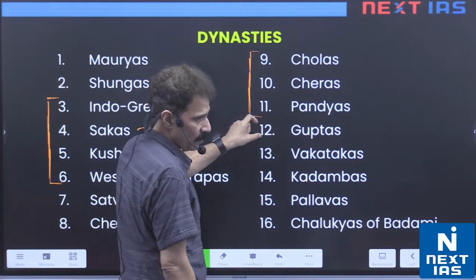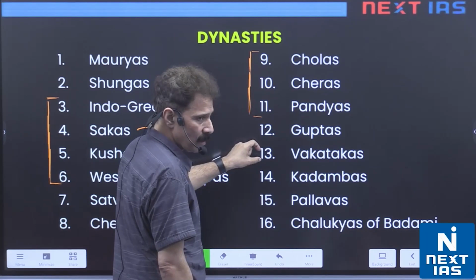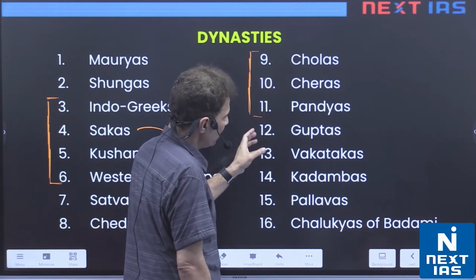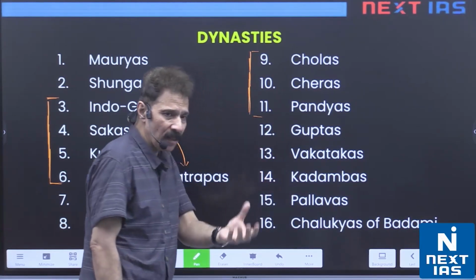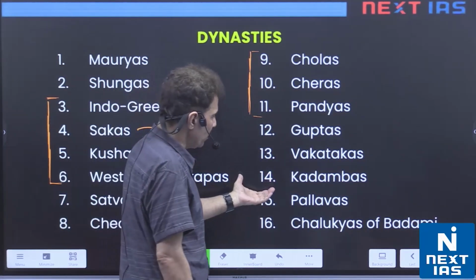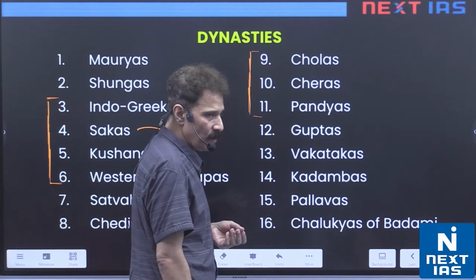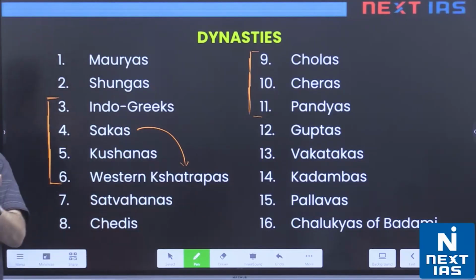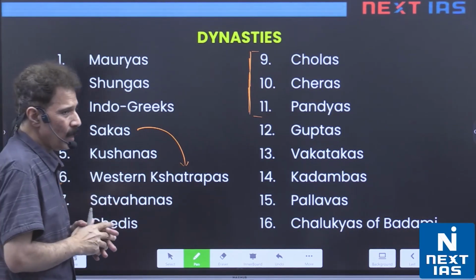Then Guptas, Vakatak. And Vakatak was a small ruling house in Maharashtra region. Kadambas, Pallavas, Chalukyas of Badami. This is the total.